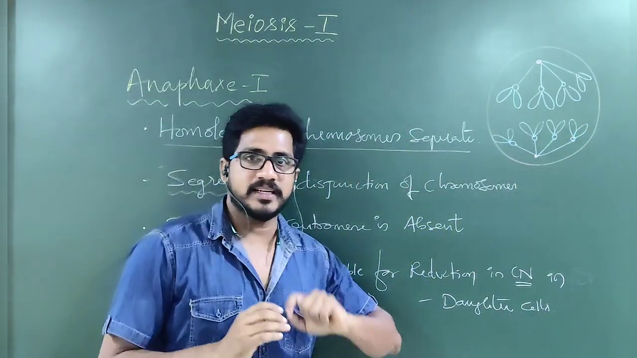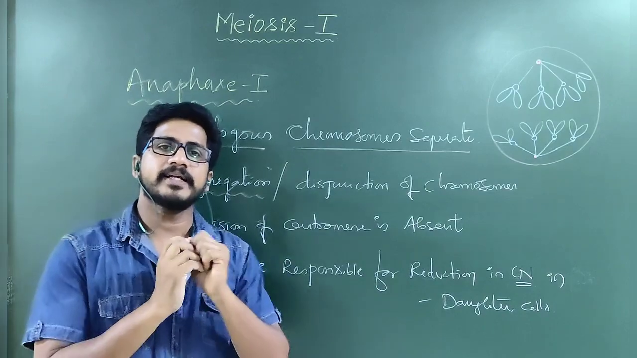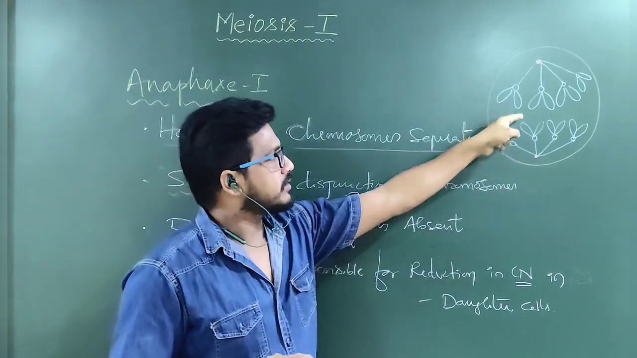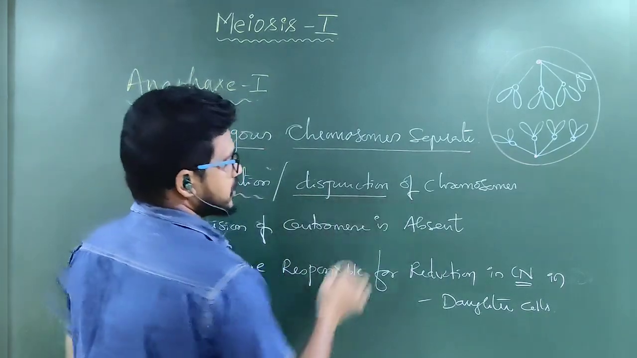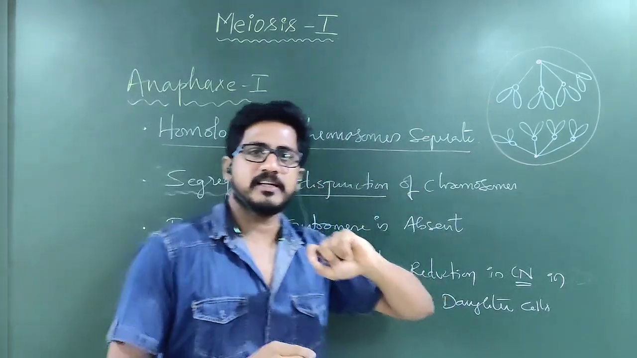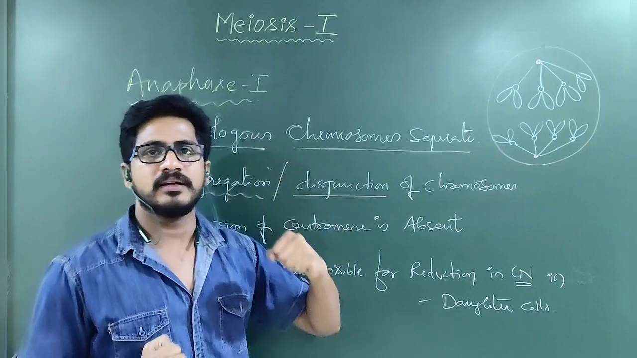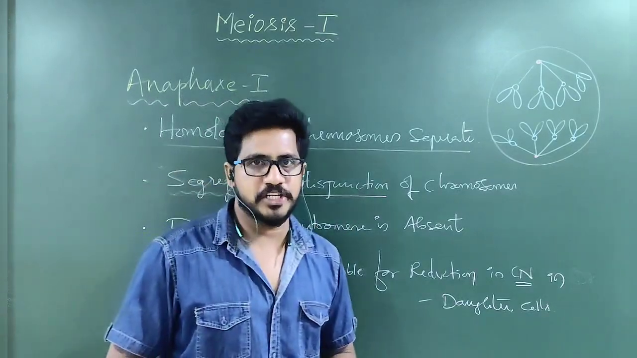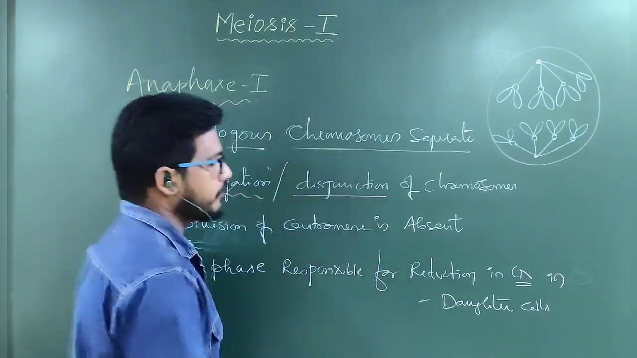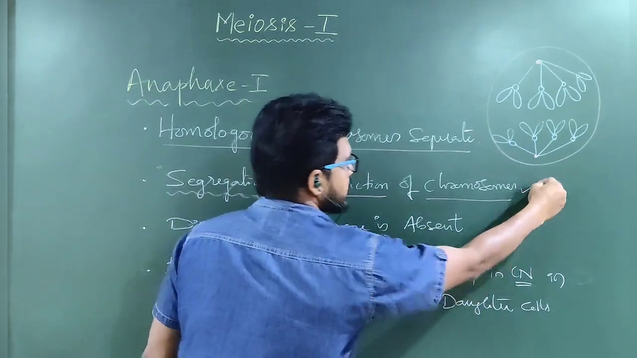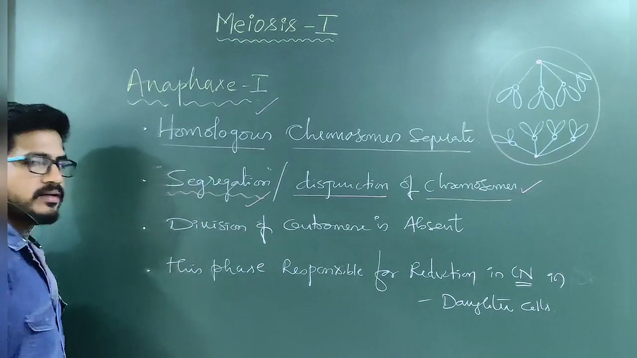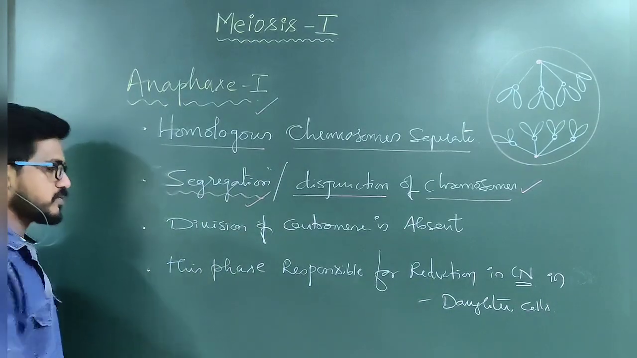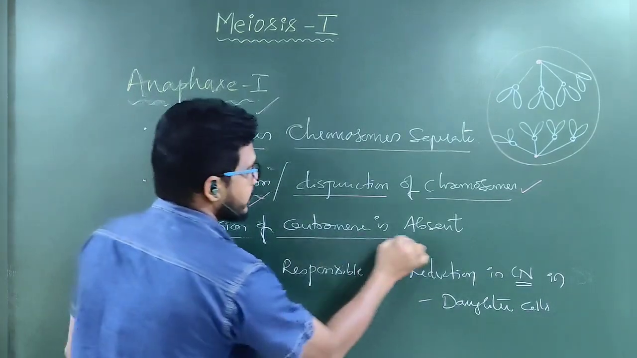So the metaphase plate completely splits, then it becomes half. That's why it is also called disjunction. The metaphase plate is going to split, and the junction disappears. So that is called disjunction of chromosomes. Disjunction of chromosomes takes place in anaphase 1. It is also called the phenomenon of segregation of homologous chromosomes. Now, division of the centromere is absent.